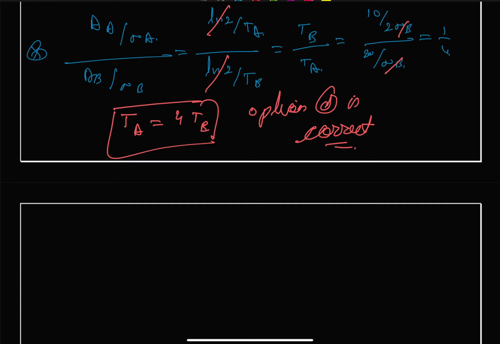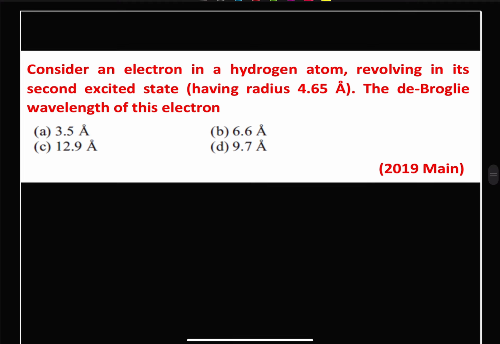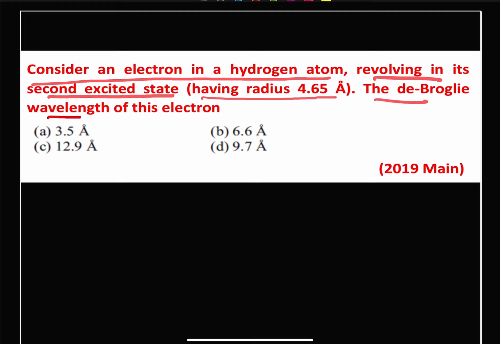Next question. It states that consider an electron in a hydrogen atom revolving in its second excited state having radius 4.65 angstrom. The de-Broglie wavelength of this electron is. So here we are given that it is in second excited state. So obviously value of n is equal to 3.